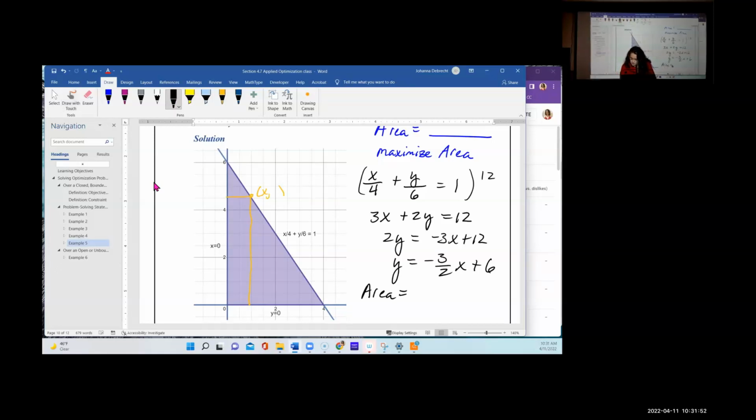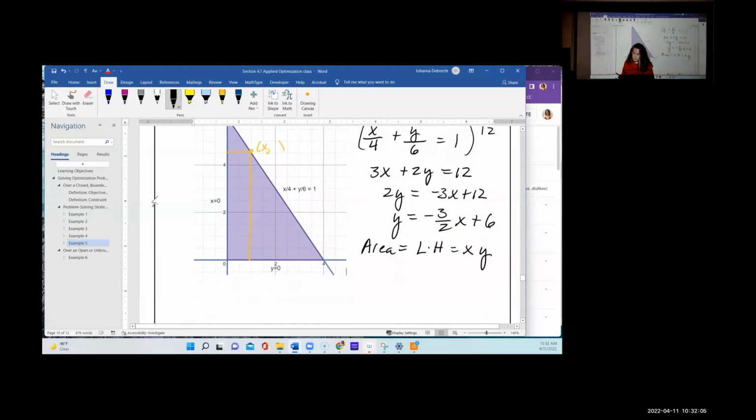So the area is equal to the length times the height. And the length is given by the X value and the height is given by the Y value. So I have X times Y. I need to replace one of them. And I've noticed that each time I've done it, the coordinates of the point where it intersects the line give the height of that particular rectangle. So I know that I can replace the Y with the equation of the slanted line representing that Y value.